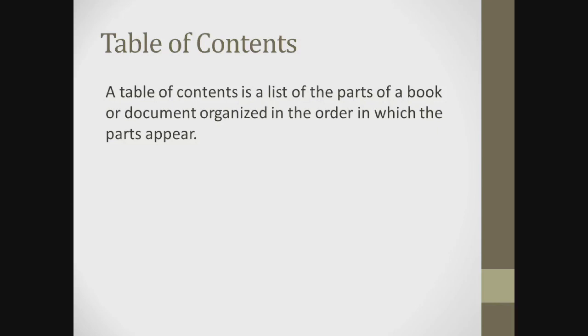The table of contents is a list of the parts of the book or document that is organized in the order in which the parts appear. The contents usually include the titles or descriptions of the first level headers, such as chapter titles in longer works, and even include second level or section titles within the chapters as well.